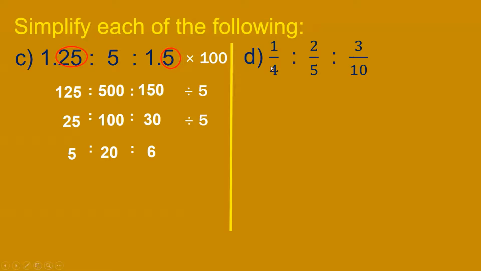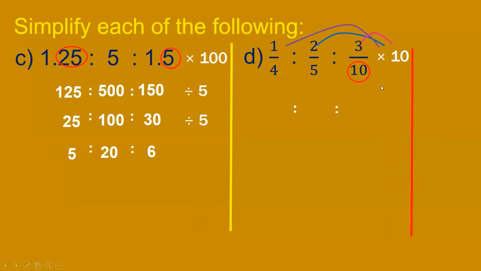D, 1 over 4, to 2 over 5, to 3 over 10. Now again we have three fractions. So we must change them to whole numbers. So let's look at the denominators. Which one is the biggest denominator? 10. So let's multiply the 3 terms by 10. So multiply 1 over 4 by 10, and multiply 2 over 5 by 10, and also multiply 3 over 10 by 10.